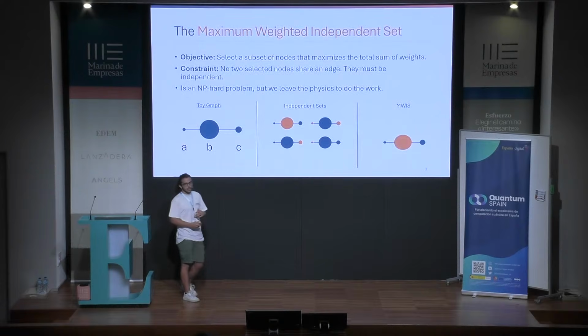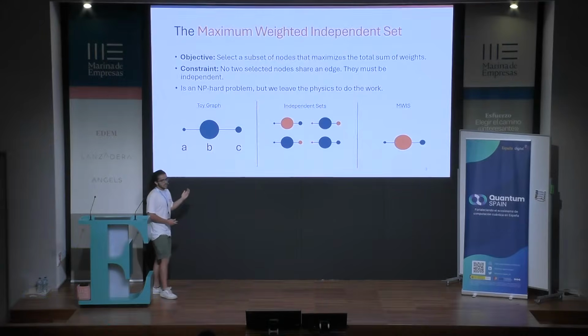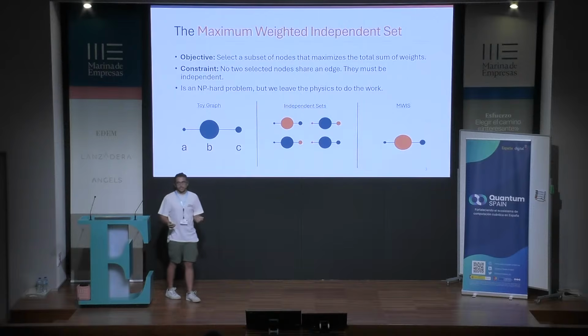So imagine that we have a graph where each node carries a specific weight, here represented by each size. You can think of these weights as a reward. So our goal is to find a subset of nodes that maximizes this reward. However, we have a constraint, which is that no two nodes of the subset can share an edge. This means that they have to be independent sets. Classically, scaling this problem up is a computational nightmare, but in a neutral atoms processor, we can let the physics do the work for us.